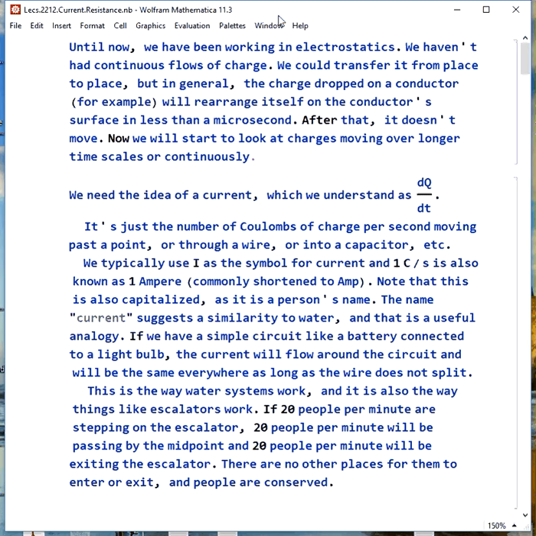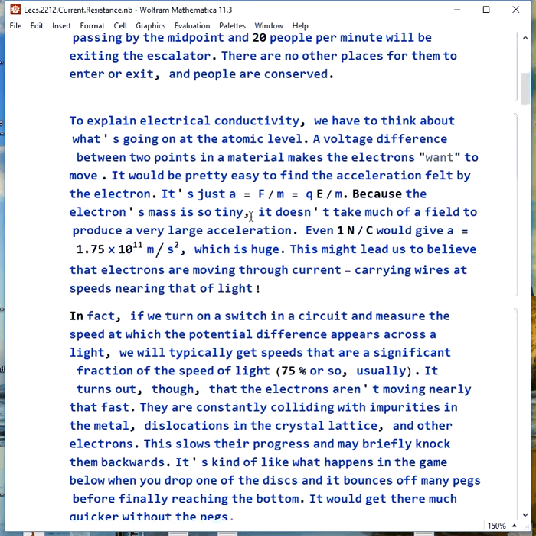Current suggests we're talking about something like water, and that's a pretty good analogy. If we look at a simple circuit like a battery connected to a light bulb, the current flows around the circuit, and it's the same everywhere as long as the wire doesn't split into two paths. This is the same way water systems work. It's the way escalators work. If we have 20 people per minute getting on the escalator, we have to have 20 people per minute going past the midpoint and 20 people per minute exiting the escalator. There are no other places for them to get on or off, and people are hopefully conserved.